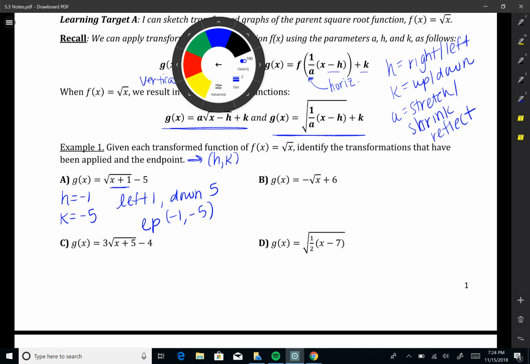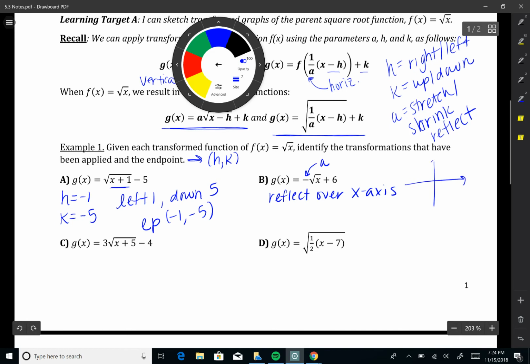Letter B, g of x equals negative square root of x, plus 6. This negative out front is our a value, and it's a vertical reflection. So what that means is this is a reflection over the x-axis. So I just want to sketch that. If we have our parent graph right here in the first quadrant, and we're reflecting it over the x-axis, it will come down here and be this graph right down here. So that will move to the fourth quadrant.